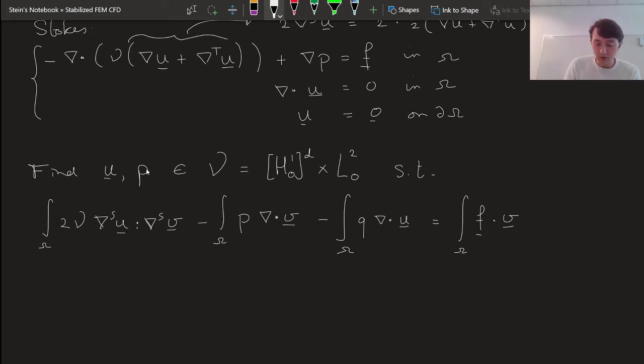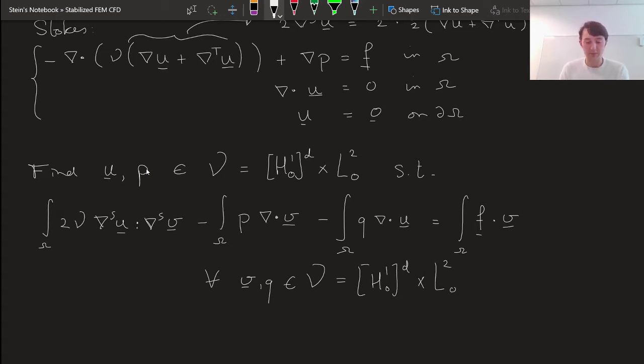Okay, and this equality has to be true for all our test functions. What are our test functions? These are v and q in the same space V, which was defined as this vector space of components in H1 across L2 with a 0.